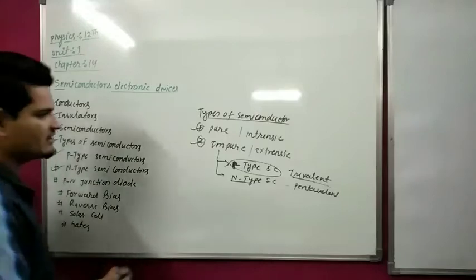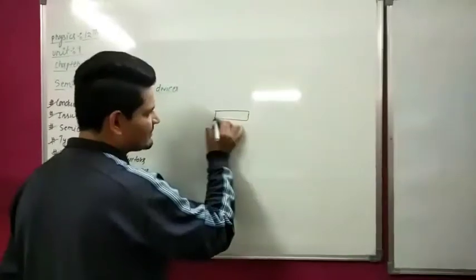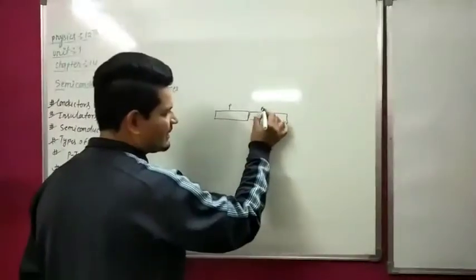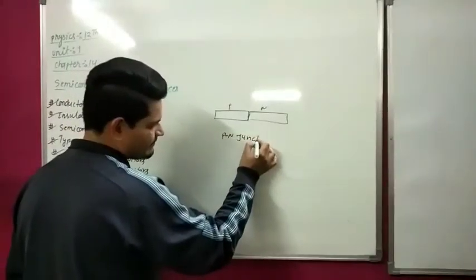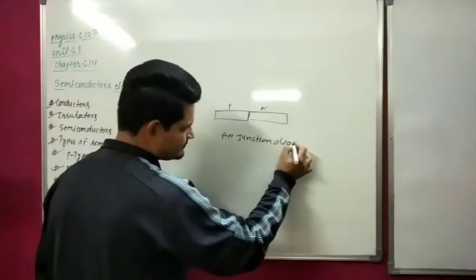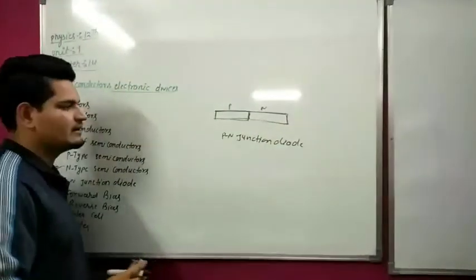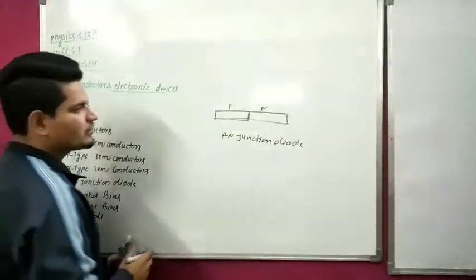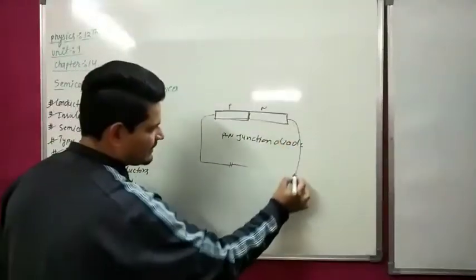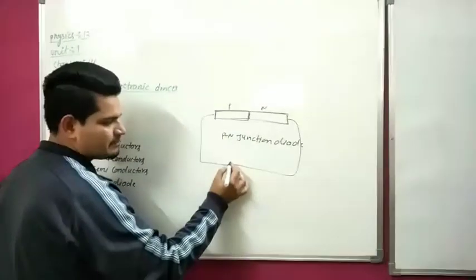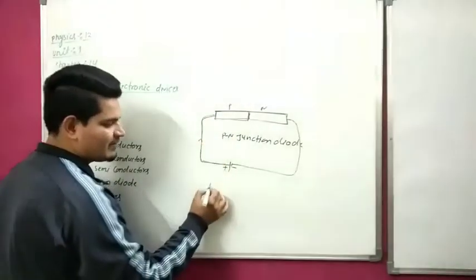Now we have to start p-n junction diode. When p-type semiconductor and n-type semiconductor are connected together, then it is called p-n junction diode. When the positive terminal of the battery is connected to the p-type semiconductor, then it is called forward bias.